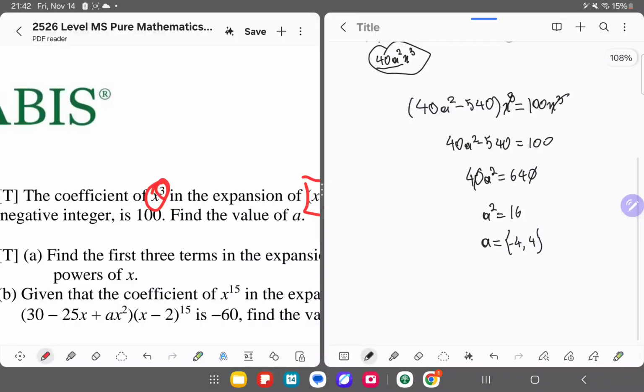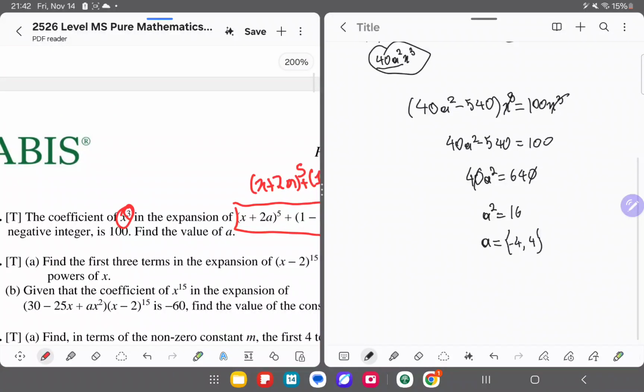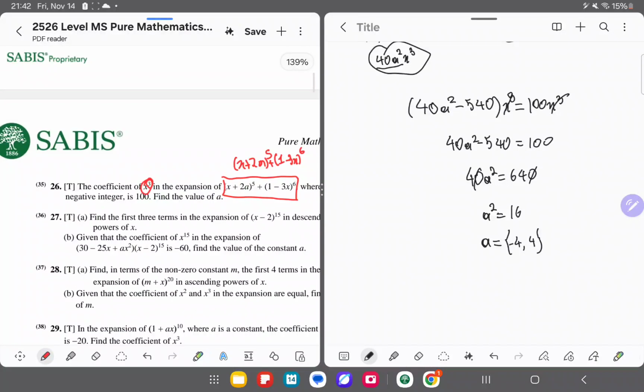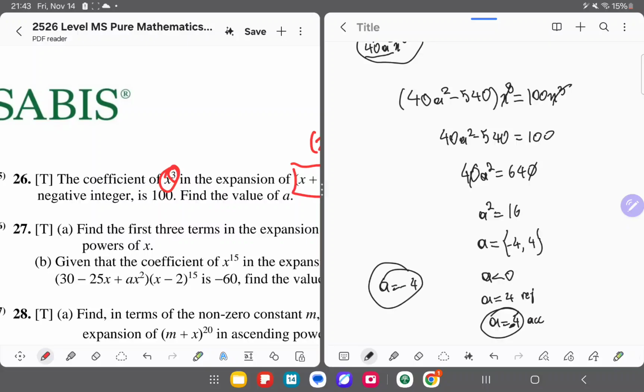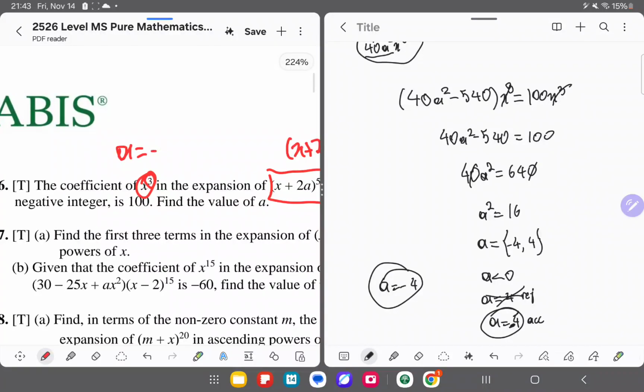Now that we have the two values of a, we might wonder what value of a we have to pick. They gave it to us right here. a is a negative integer, meaning a is less than 0, meaning a equals 4 is rejected, and a equals minus 4 is accepted. Okay, so here's your answer for this one. a is equal to minus 4.